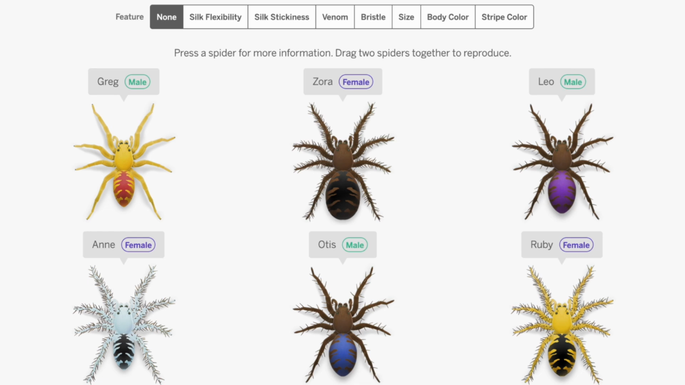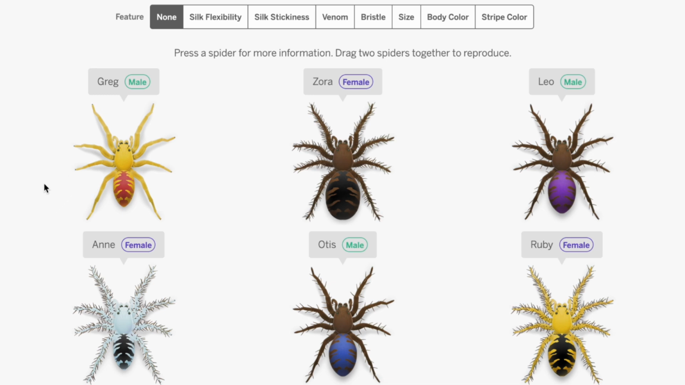All right. So the reason each Darwin bark spider may have different traits for silk flexibility may be due to gene variation, where each spider has a variation of each of their parents' genes. For example, if we were to breed Greg and Zora, most of their offspring will have F1, F1, F1, F2, or F1, F3. So let's do that now.